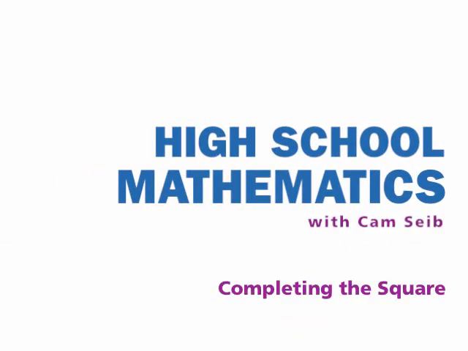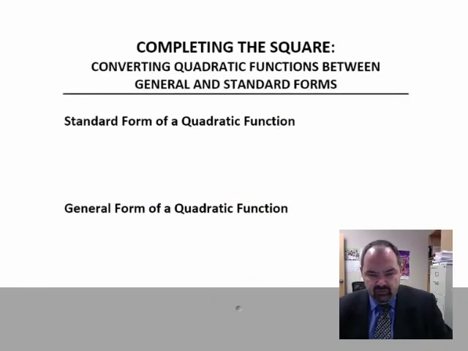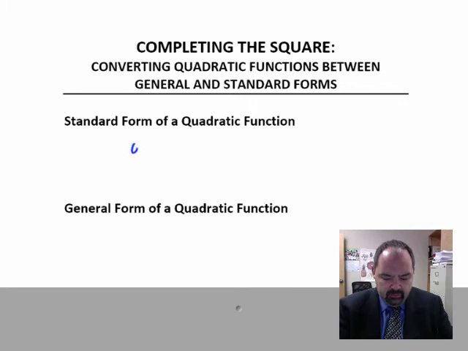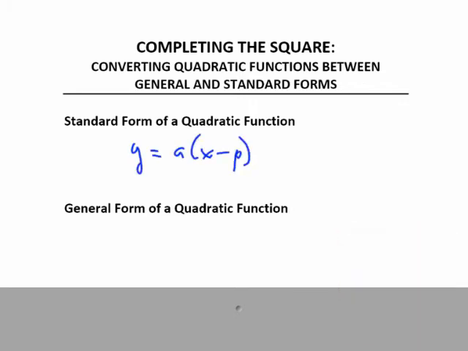So in the last few videos we've talked about the standard and general forms of a quadratic function. The standard form looks like this. And the great thing about the standard form, of course, is that we can see from the equation what the vertex is. That would be P comma Q.